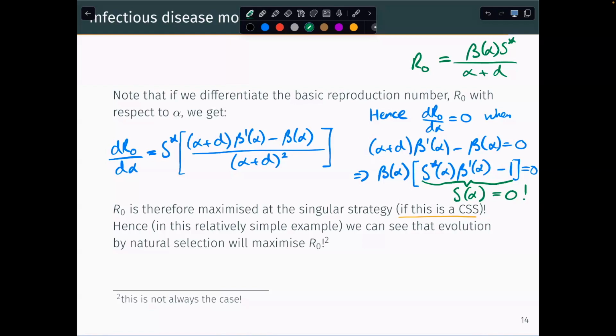So let's think about what happens if we differentiate this reproduction number with respect to alpha. Again, we've got alpha in the numerator and denominator, so we need to use our quotient rule.